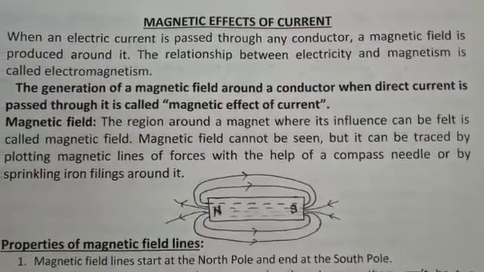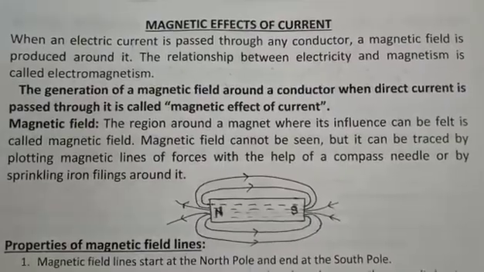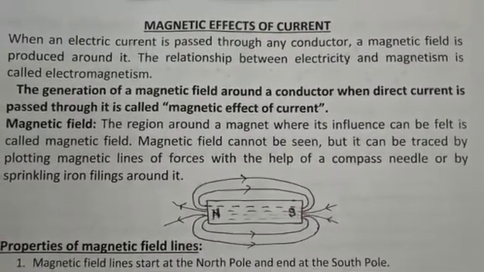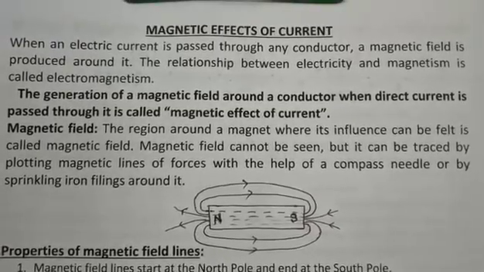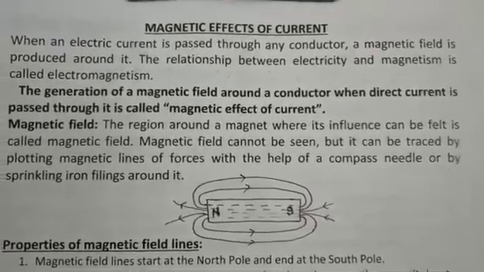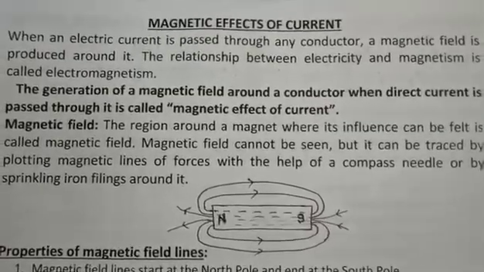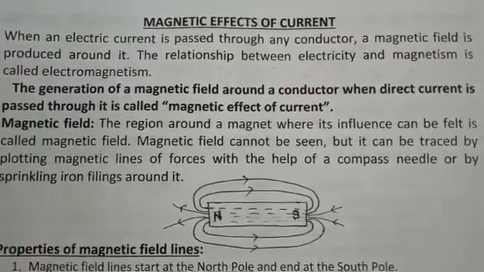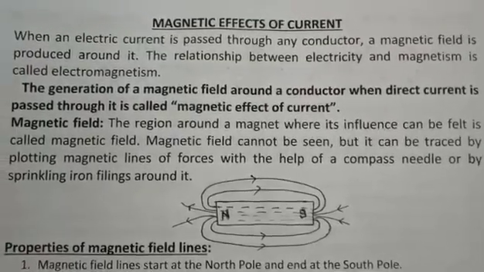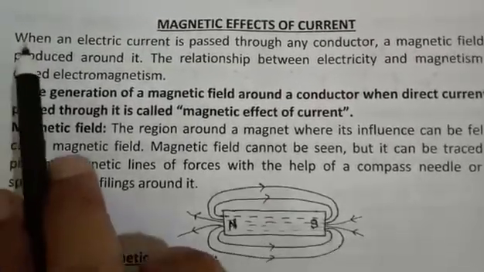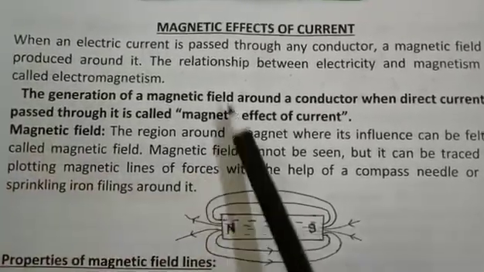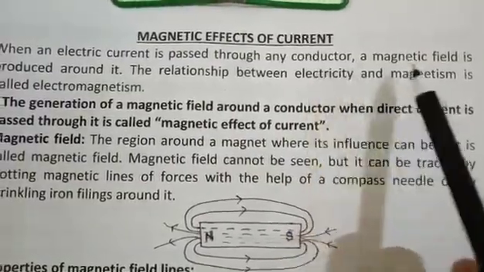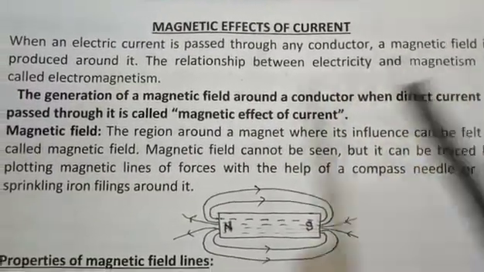Today I'm going to start with a new topic, and the name of the topic is magnetic effects of current. Now this topic is very important from the examination point of view. So I am going to start with the introduction of this topic, and the introduction is: when an electric current is passed through any conductor, a magnetic field is produced around it.